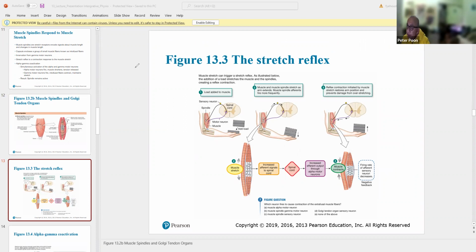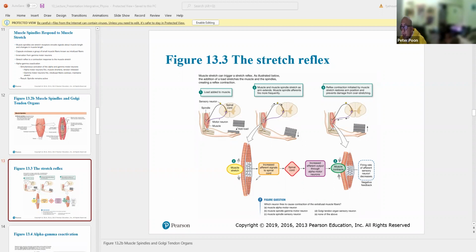So here, the stretch reflex. You take a weight. Things are normal. You're holding still. And if you're holding still, then you're just sending the same signals to the brain over and over again. So nothing much is happening. When you add load, that load causes, for a split second, this to stretch a little bit.